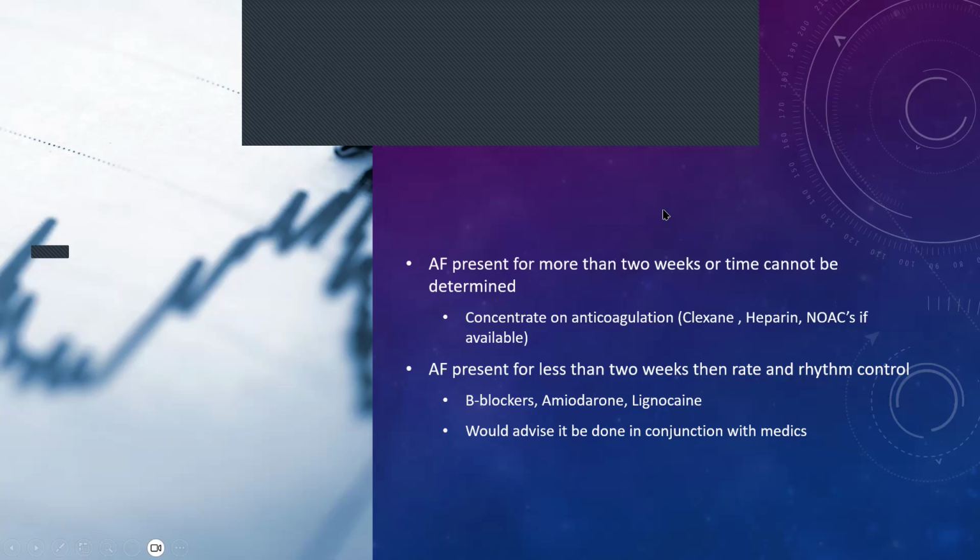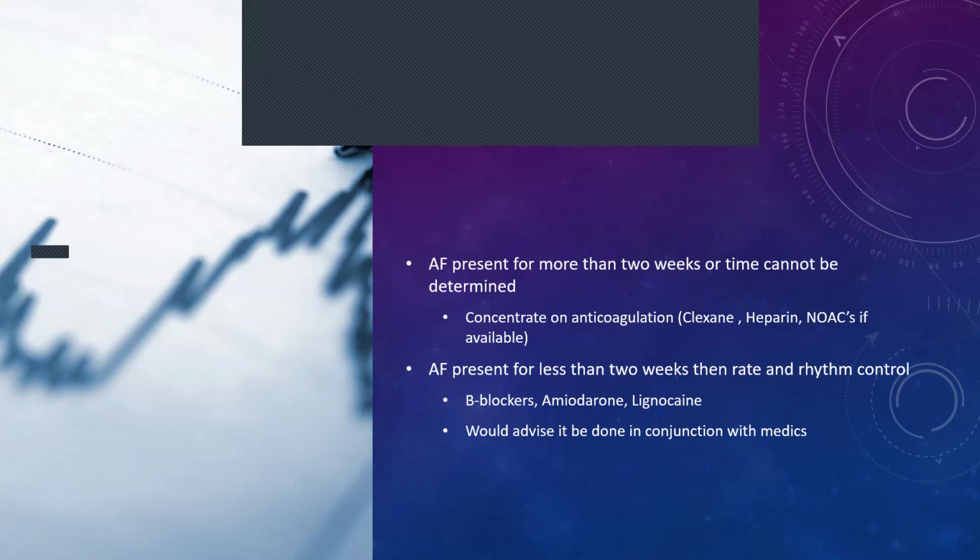And the time frame that we use is 2 weeks. Now, the majority of your patients will fall into one of these two categories. Number one, the time cannot be determined. So in other words, we don't know exactly when the person's symptoms started, and we suspect that it has been present for more than 2 weeks. But the majority of them will fall into this where we cannot determine for sure when the atrial fibrillation started.